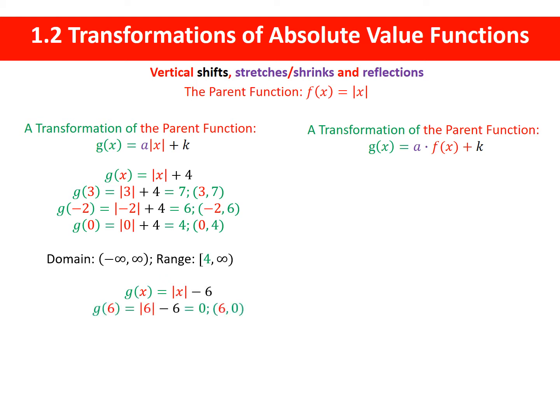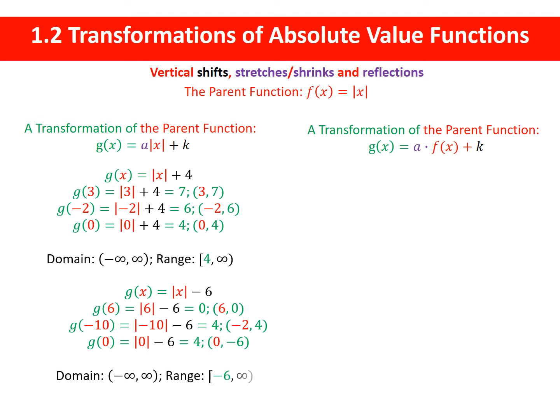6 minus 6 is 0. At negative 10, take the absolute value as positive, then subtract 6, we'll be at 4. And g of 0 minus 6 would be negative 6. Our domain is still unlimited, but our range is going to get as low as negative 6.